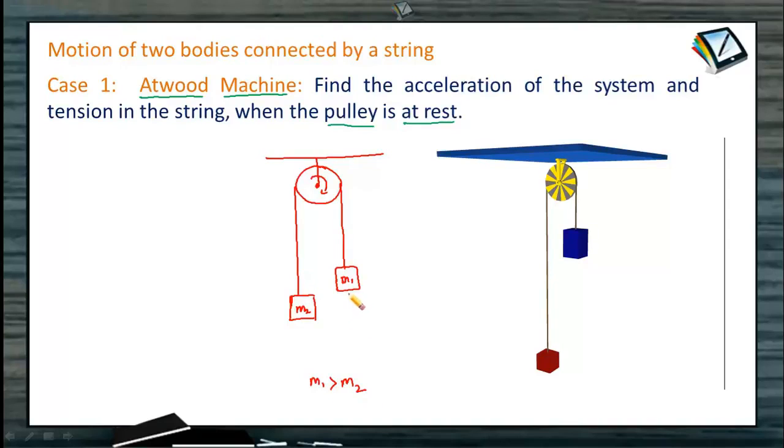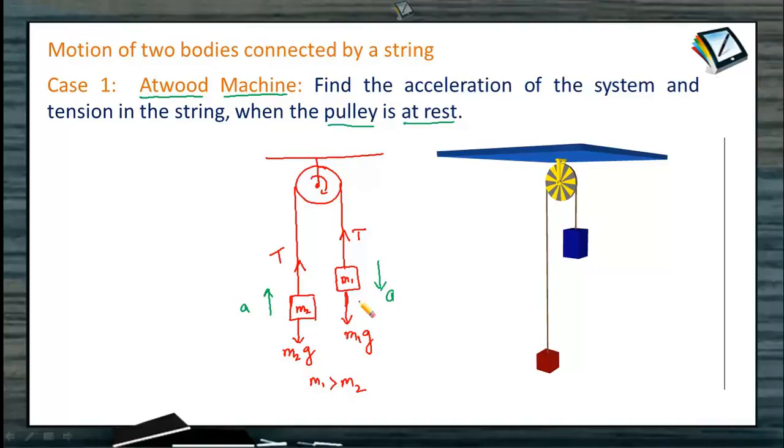Let us analyze the forces on m1. We make free body diagram for m1. Due to gravity, one force here is m1g, upward tension T. Since this string is same, throughout tension will be same. Inextensible massless string. Due to gravity, this will pull down m2g. The acceleration of mass m1 is downward as a. Similarly, acceleration of this mass m2 is also a, but it is in the upward direction.